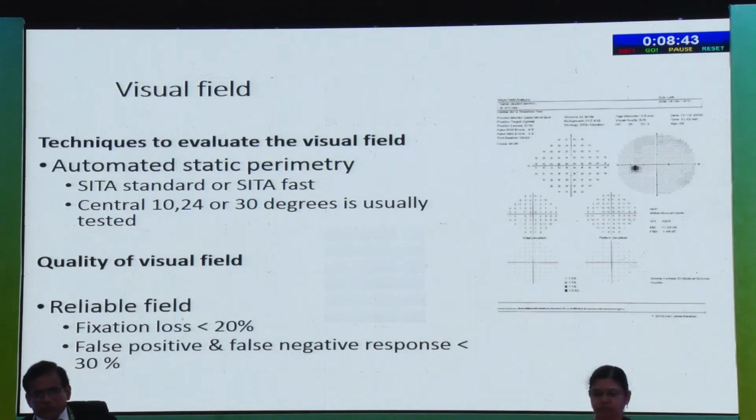As for the technique to evaluate the visual field, automated static perimetry is usually done. We can do either 10-2, 24-2 or 30-2, and we should take only the reliable field. When the fixation loss is less than 20% and the false positive or false negative response is less than 30%, we take that field as reliable.